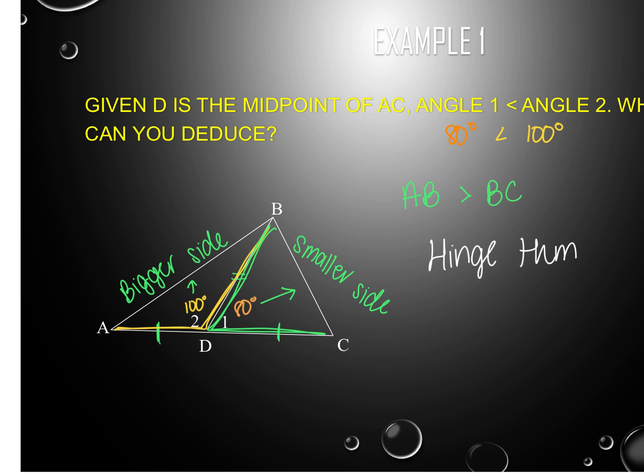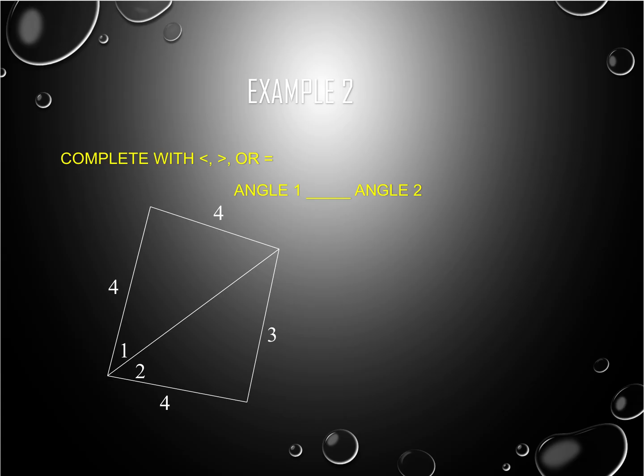Just so you get used to the theorems. All right, looking at example number 2, it says complete with less than, greater than, or equal to: angle 1 blank to angle 2. So again, first thing I'm going to determine, where are my congruent sides?